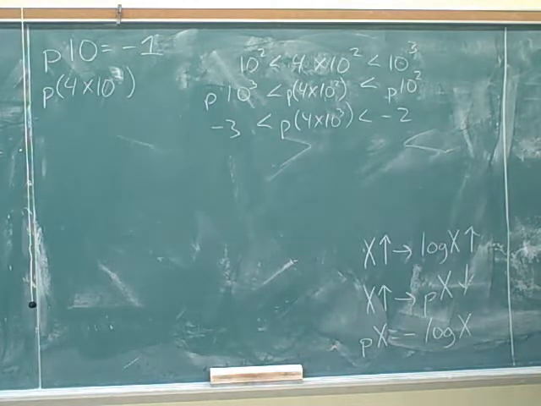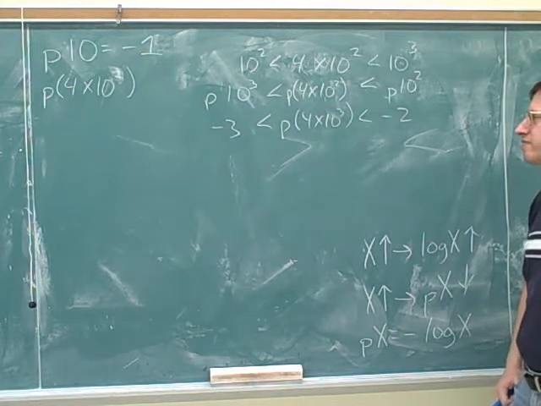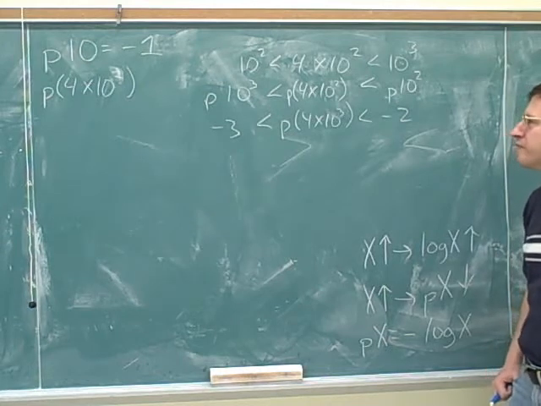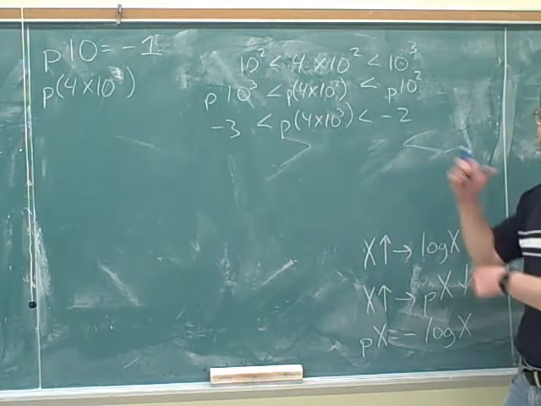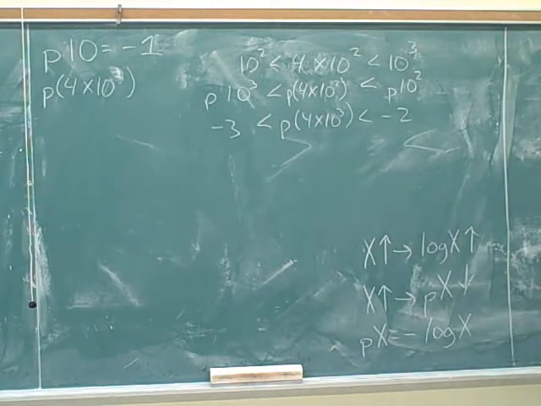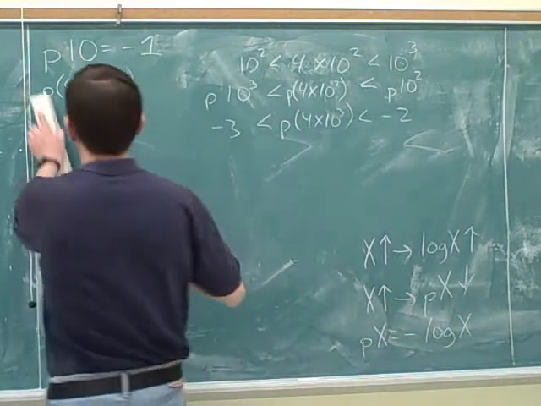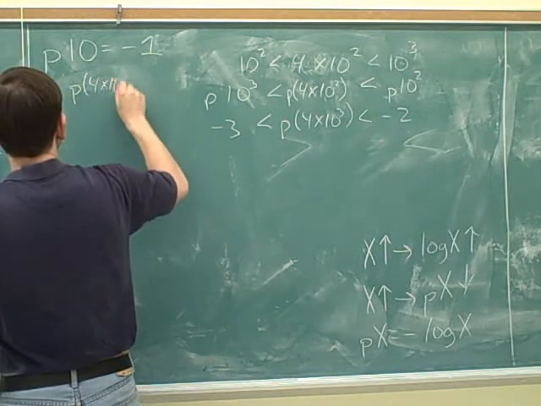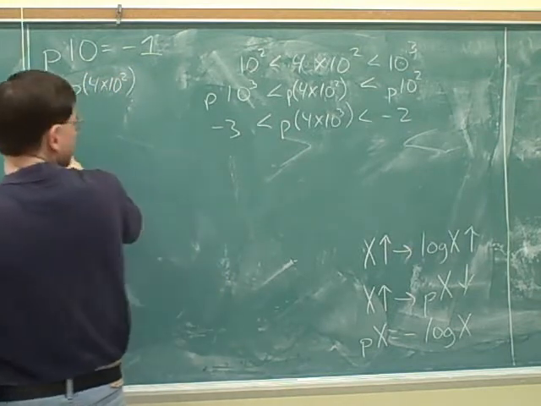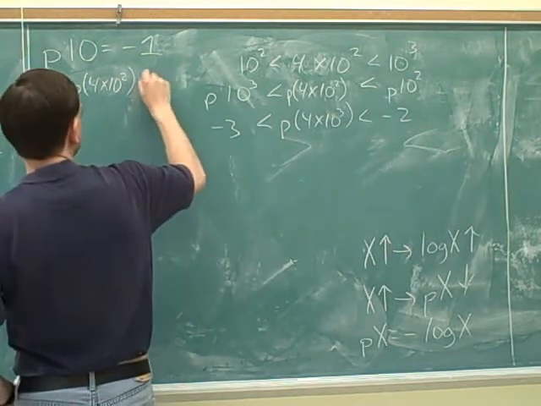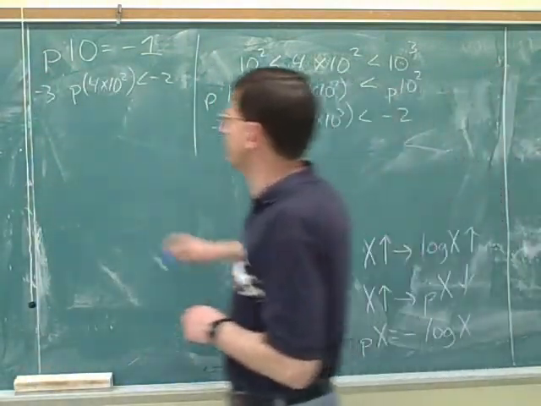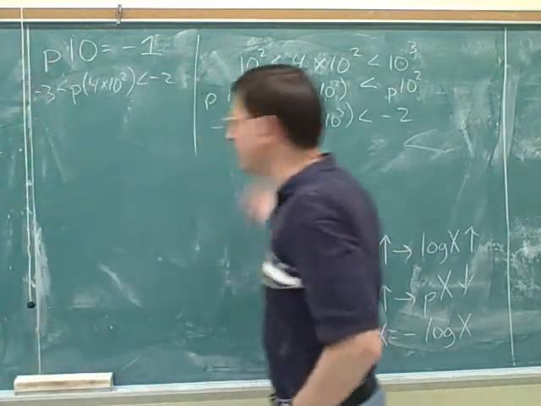Right. So going forward, you might want to use your notes from today's session as your main notes for how to take logarithms and how to take the p, because we had pretty good notation last time, but now hopefully the notation is perfect. So we got that this was between negative 3 and negative 2. That's the best we can do without a calculator, and again, that should be a good enough approximation for your test.